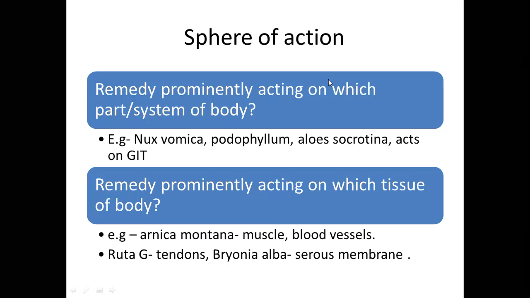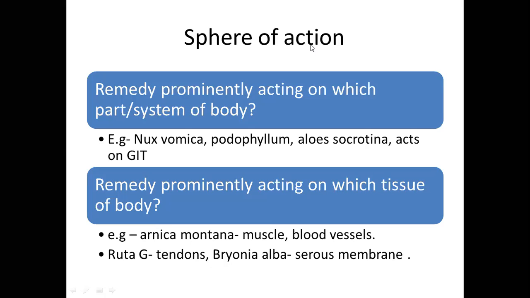Now, you have studied the physiology, you have studied the anatomy, so you know what is part, what is system, and what is the tissue. A tissue is a structure which is present in various parts, which is present in the various systems. So muscle is one tissue which is present in many of the systems. So sphere of action also means remedy prominently acting on which tissue of the body.